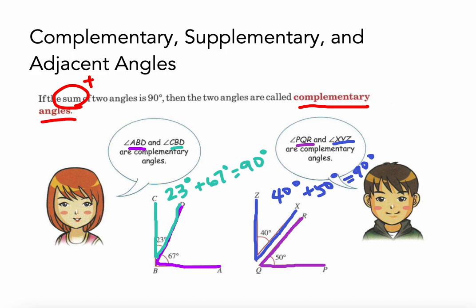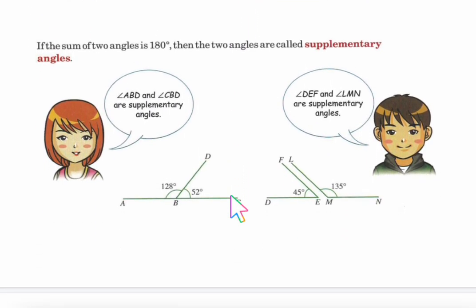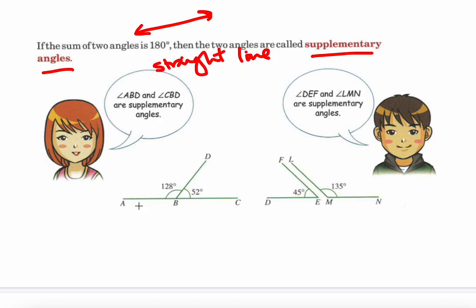Okay. The next term we're going to talk about, or the next vocabulary word, is supplementary angles. That's when your two angles add up to, when their sum is 180 degrees. If you remember, 180 degrees is a straight line. So if you were to put them side by side with each other, they should make a straight line. So if you notice, they all have straight lines here.